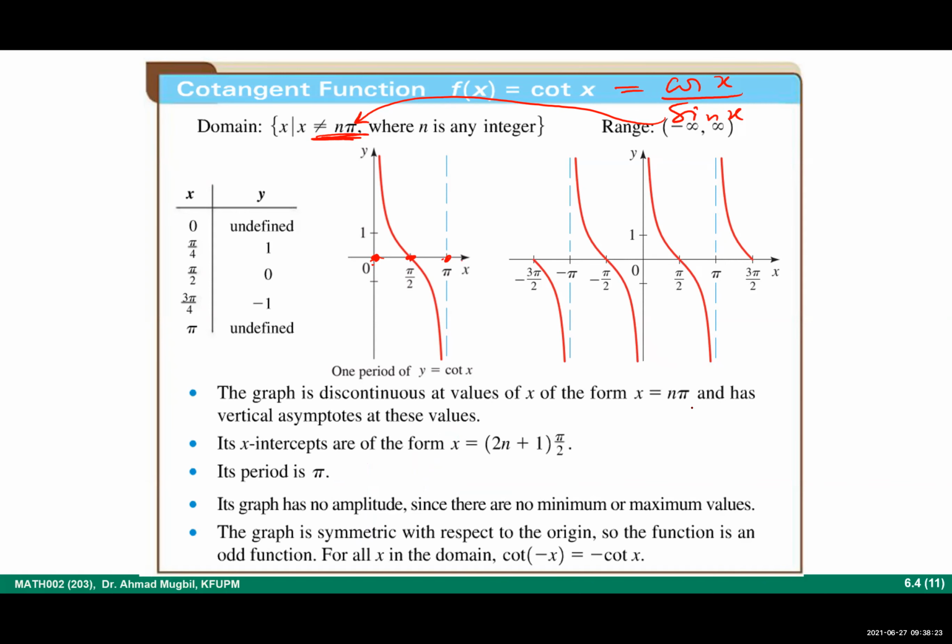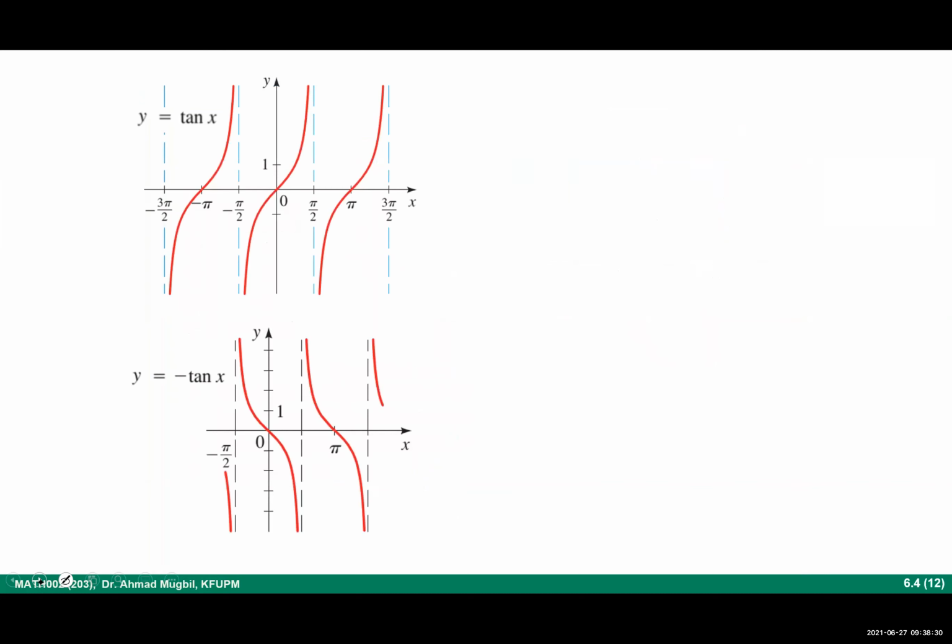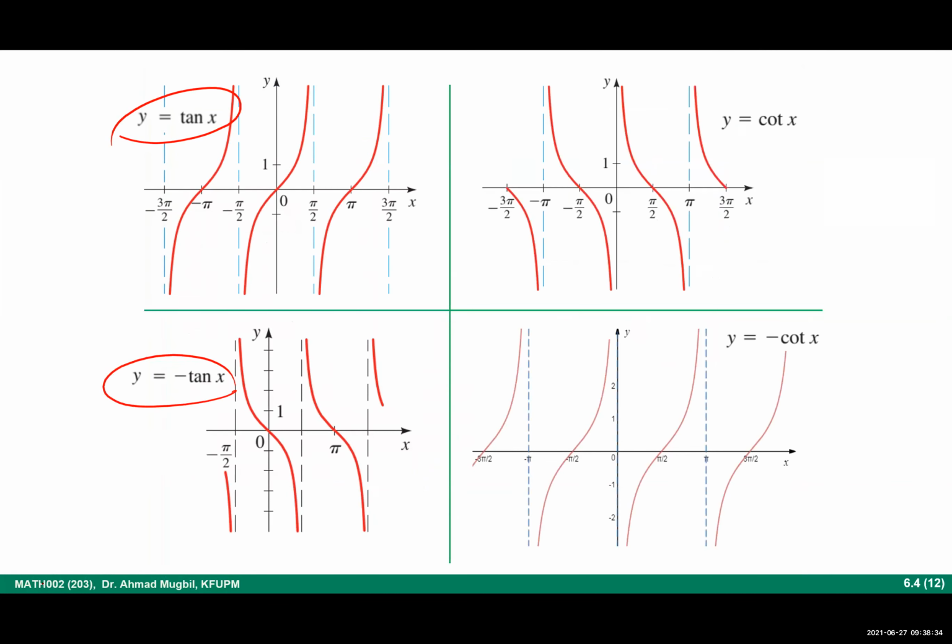These are the vertical asymptotes. The most important part is this. Of course, you know that it is also odd. So this is tangent, this is negative tangent. This is cotangent, this is negative cotangent.